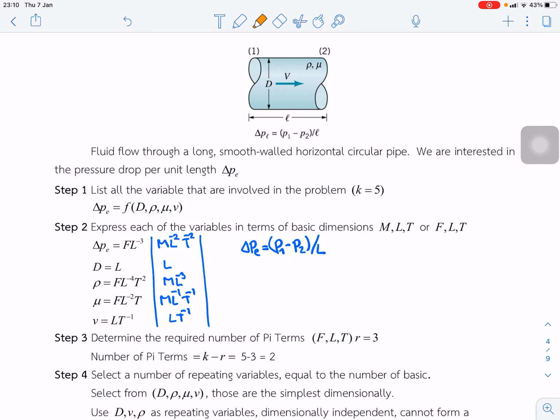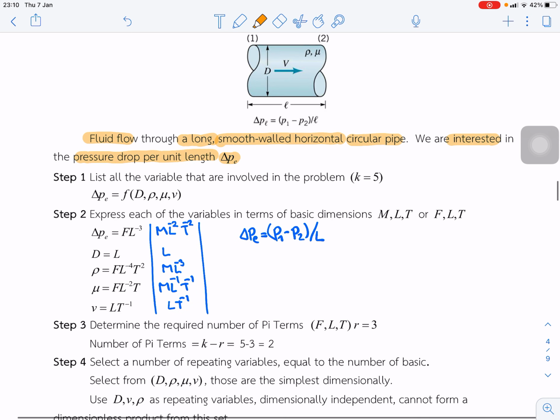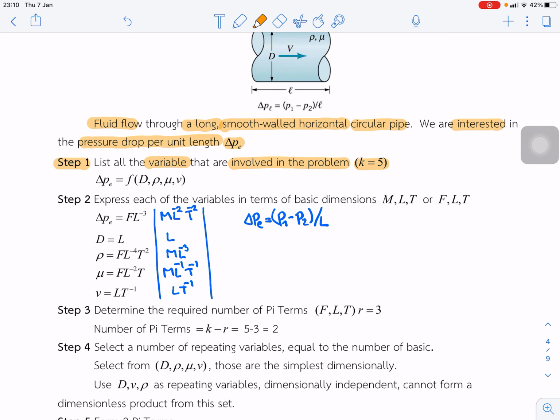Okay, in case of fluid flow in a long, smooth bore horizontal circular pipe, we are interested in the pressure drop per unit length, delta P over l. The first step for the dimensional analysis is to list the variables that are involved in the problem. So we have 5 variables: delta P over l, D, rho, mu, and velocity.